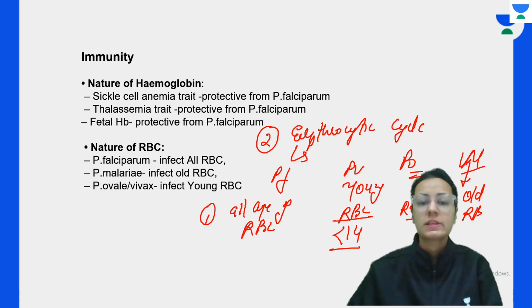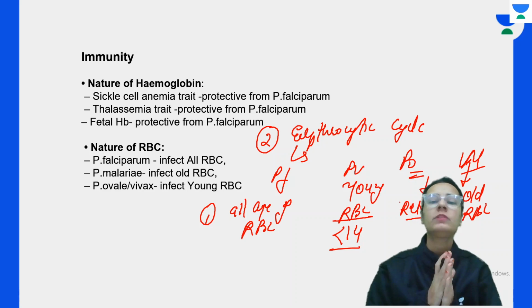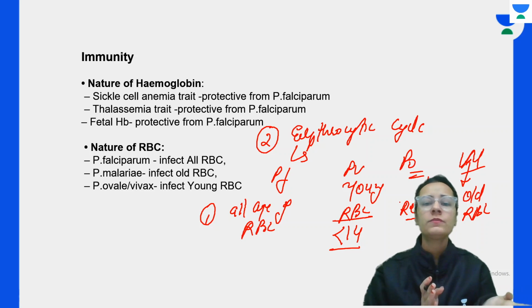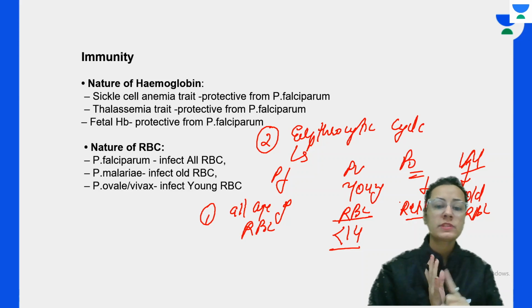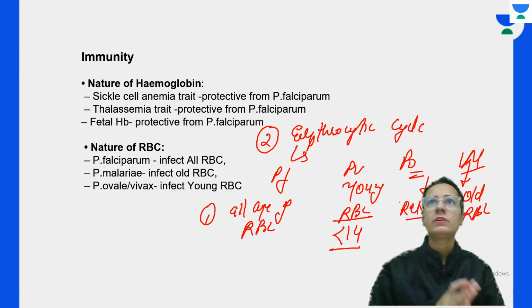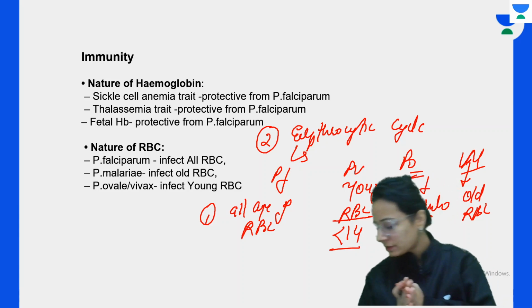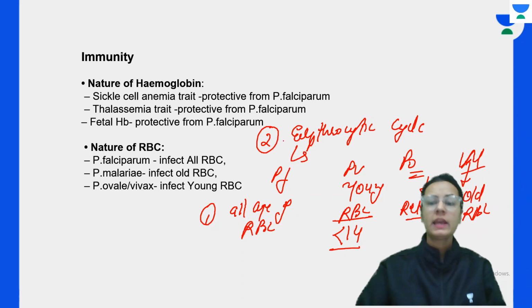So first we talked about the exoerythrocytic cycle, where merozoites form, with 6, 8, 9, and 13 days of duration for falciparum, vivax, ovale, and malariae. In the erythrocytic cycle, falciparum involves all ages of the RBC. Vivax and ovale mainly involve the young RBCs, vivax involves RBCs that are less than 14 days old, and malariae involves the old RBCs.